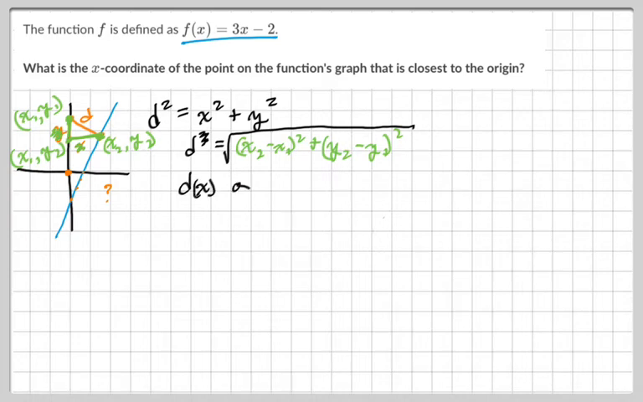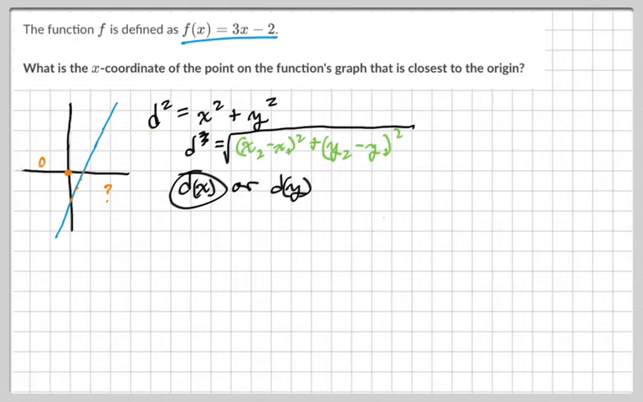Now the problem with this is that we have y's and x's inside this distance formula. But we want to have a distance written in terms of x or written in terms of y. That means only x's or only y's. And so normally we do x's and we get rid of the y's. And so that's what I'm going to do.